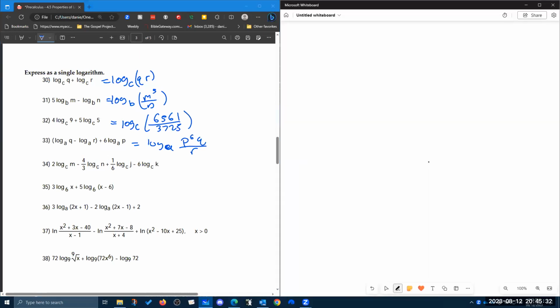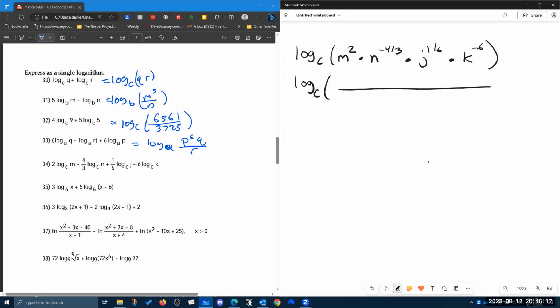Now we're on 34, 2 log base c of m minus 4/3 log base c of n plus 1/6 log base c of j minus 6 log base c of k is log base c of m to the 2nd times n to the negative 4/3 times j to the 1/6 times k to the negative 6th, which is log base c of m squared j to the 1/6 over n to the 4/3 k to the 6th. That's sufficient. I don't think that I need to write any roots there.